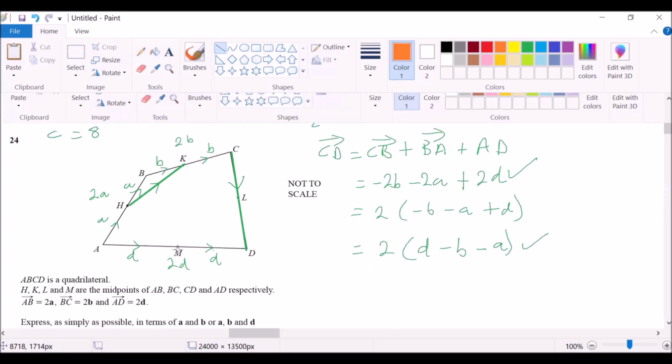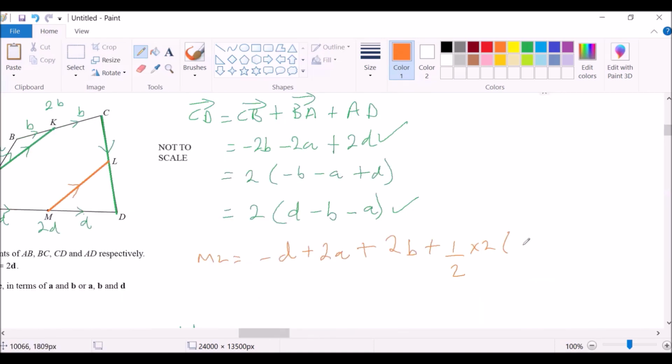ML. ML is this vector here, M to L. L is the midpoint of CD. So we may take this direction from M to A, which is minus d, plus AB, which is 2a, plus BC, which is 2b, plus CL. CL is half CD, since L is the midpoint of CD. CD is this, so plus half times 2 bracket d minus b minus a.